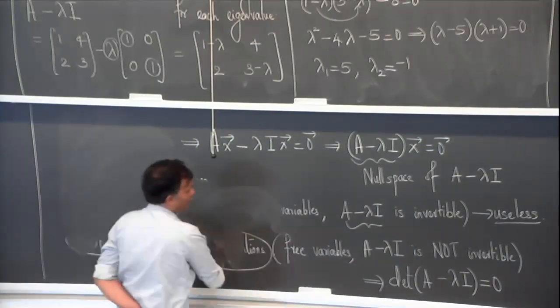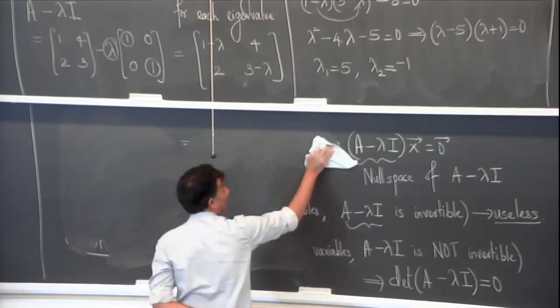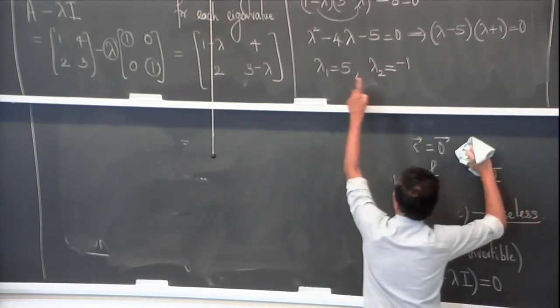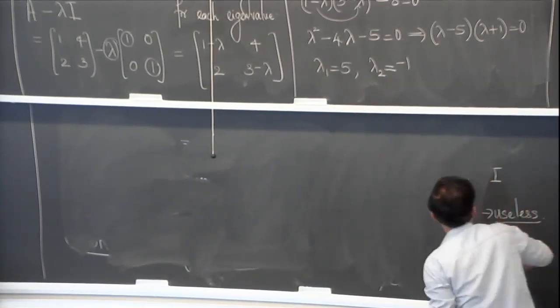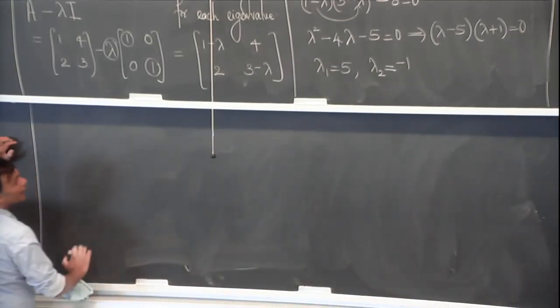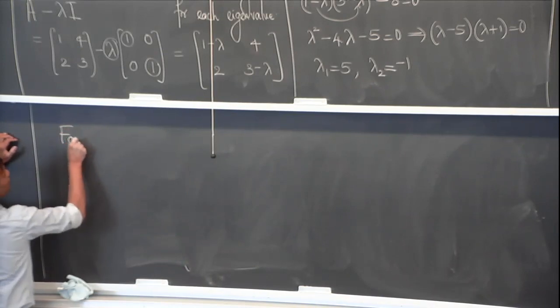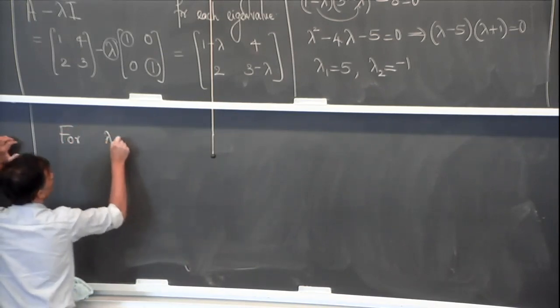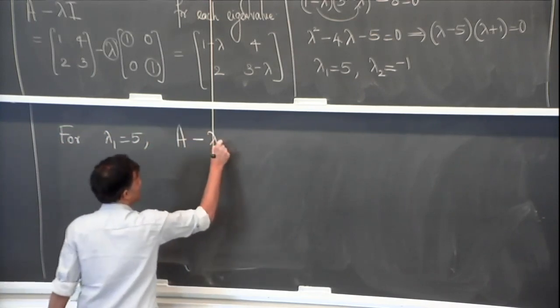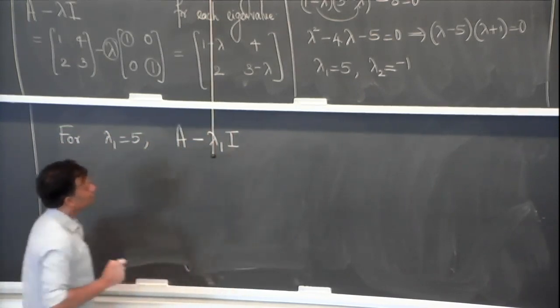Okay, now we need to find an eigenvector for each of these eigenvalues. Which means you have to do two sets of calculations here, one for this and one for this. Okay. So for lambda 1 equal to 5, we need to find the null space of A minus lambda 1 I.